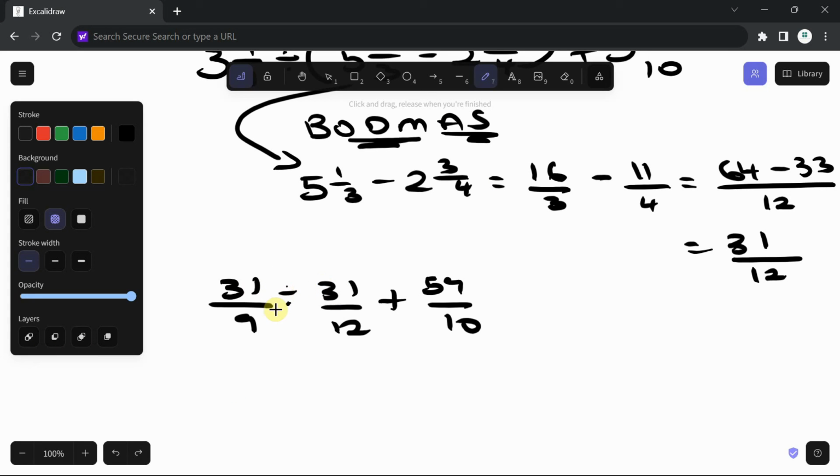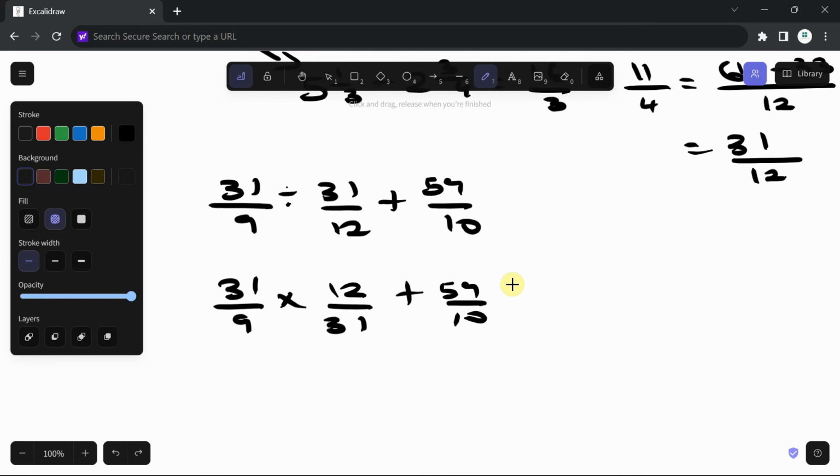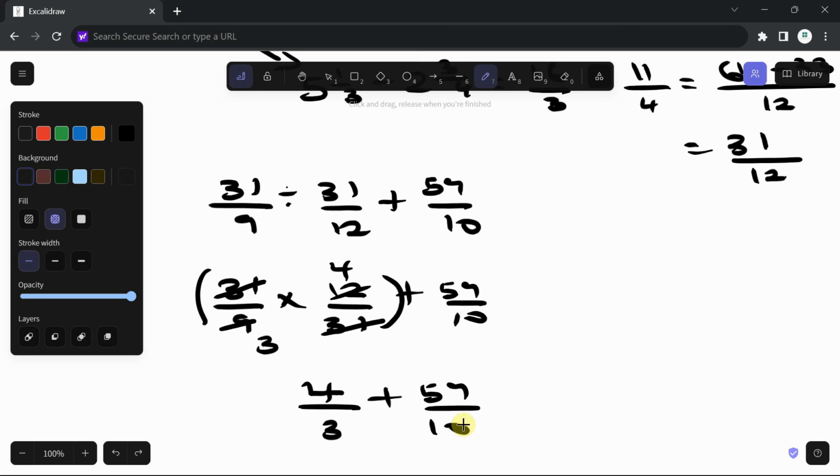So if I want to divide these two, that will be 31 divided by 9 times 12 over 31, plus 59 over 10, right? Because this is division, that's to flip. Also, I have to do the multiplication first before I add. And as you can see, 31 can cancel 31, 3 can go here, 3 can go here 4, right? So 1 times 4 is 4 all over 3 plus 59 all over 10, right?